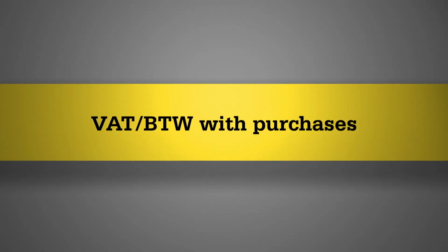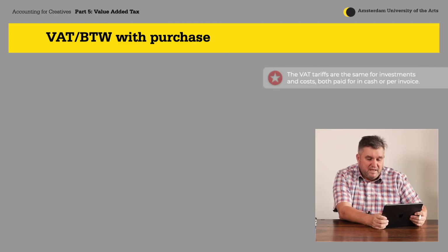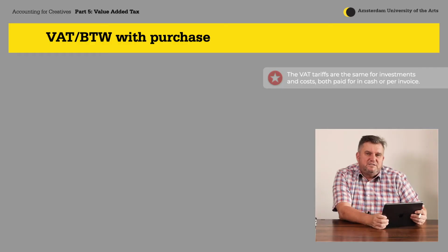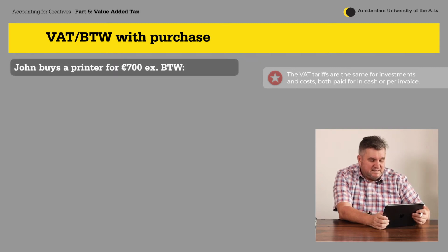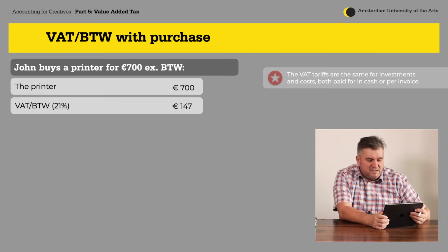Let's see what happens with a purchase. We purchased a printer of 700 euros. And it doesn't matter if it's an investment or costs, and whether it's paid cash or on account. All the VAT is taken care of in the invoice. So it doesn't matter what type of invoice it is. Let's look at this printer of 700 euros. That's actually the price that the investment will cost John, but the supplier will add the VAT to this amount. So it will be 147 euros of VAT.